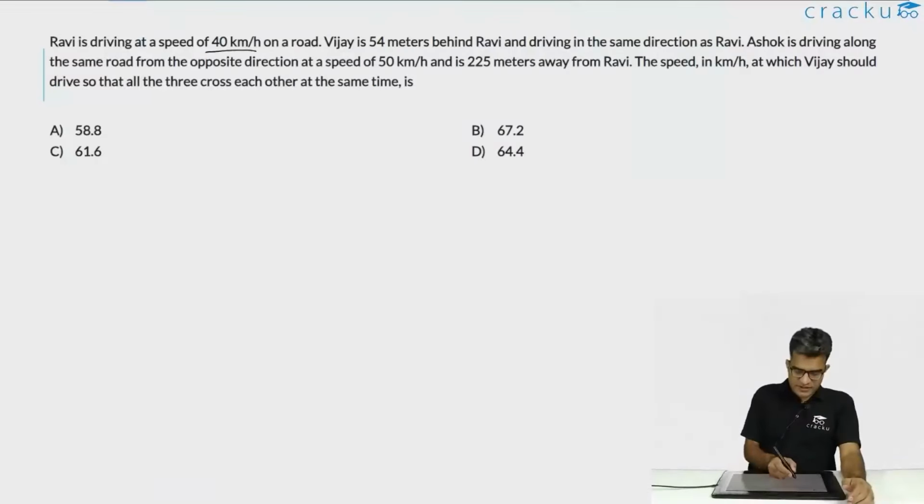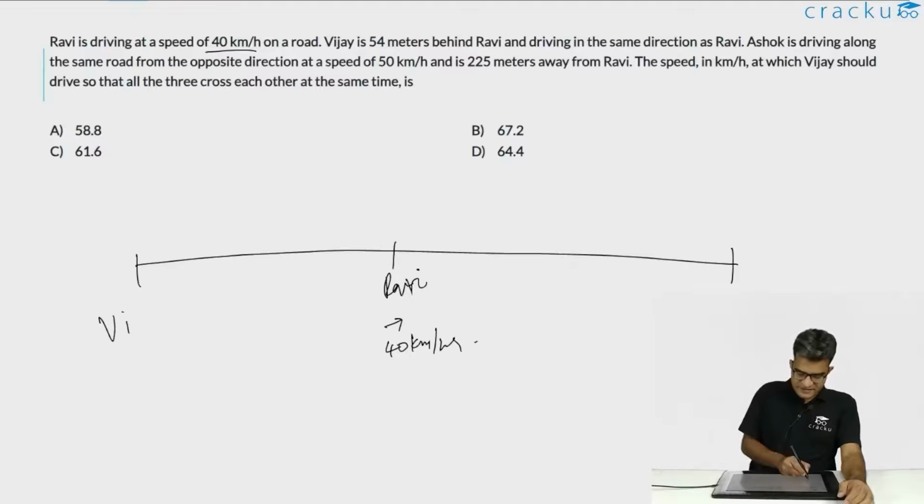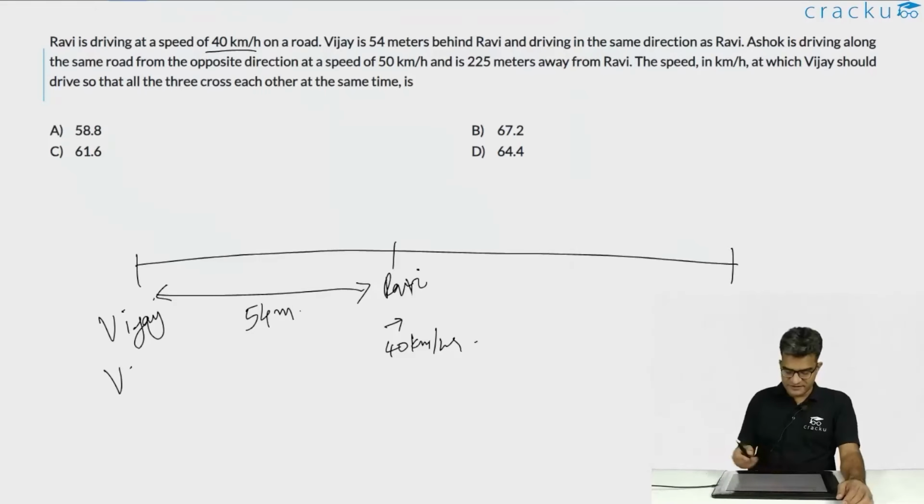In this question, we are told that Ravi is driving at a speed of 40 kilometers per hour on a road. So this is Ravi. He is driving at 40 kilometers per hour. Vijay is behind him. Vijay is 54 meters behind Ravi. Let us assume that he is going at V kilometers per hour towards Ravi.